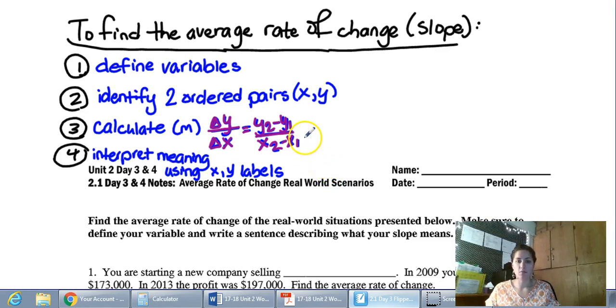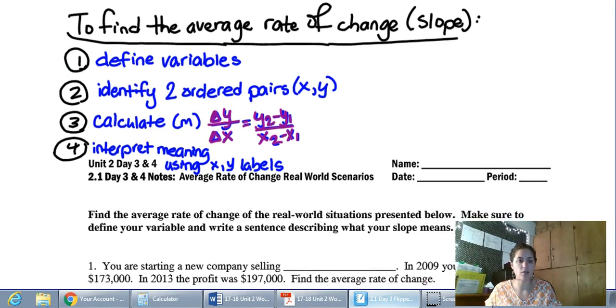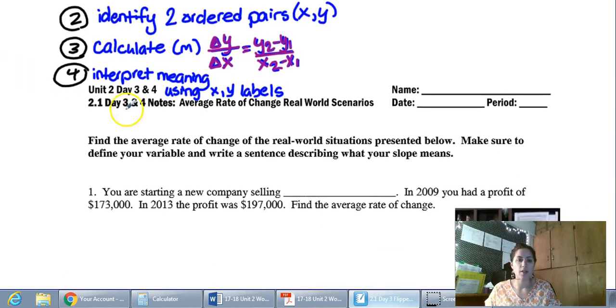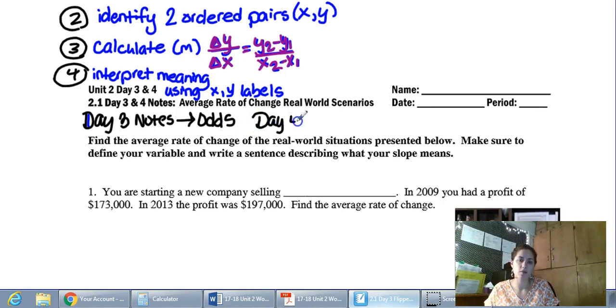And the best way to get good at these steps is to practice. So let's get right into number 1. Notice it says day 3 and 4 notes. This covers 2 days. So what I plan on doing is day 3 notes, if you want to make a note of this, it's going to be all of the odds. And day 4 notes will be all the evens. If you end up trying all of them on your own, that's awesome. Just make sure you use my video that I post tomorrow to help you check your answers.